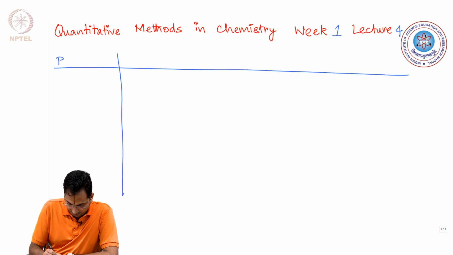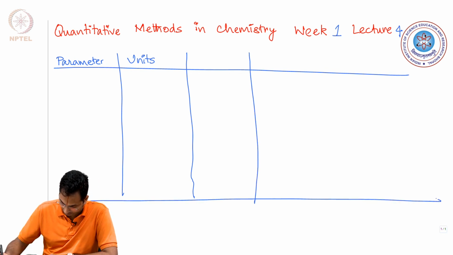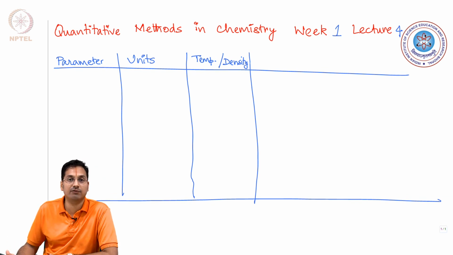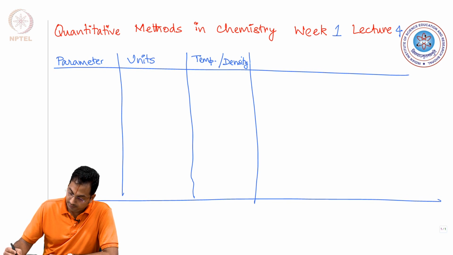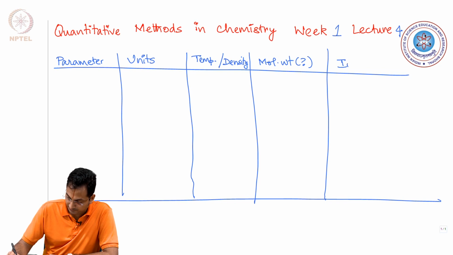So, first one is the parameter. Next one, let us call it units, followed by temperature, density. To understand whether it is independent of measurement of temperature, then we can try to understand how this can be interconverted. Does it require molecular weight? Interconversion.